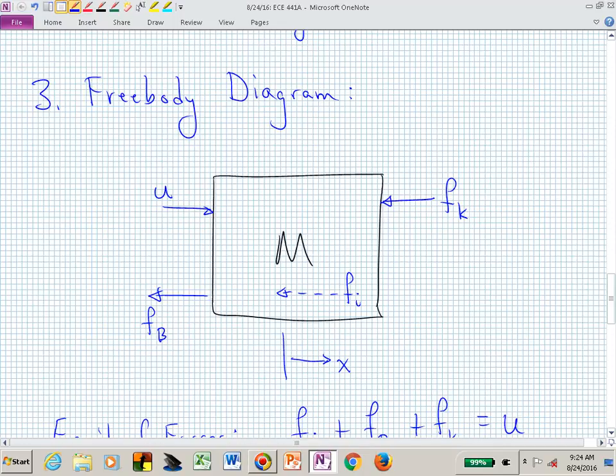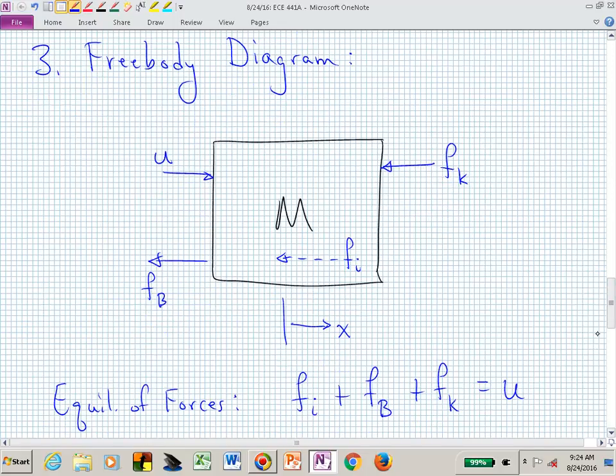We need to write these consistent with the x direction. Meaning, if they're going in the x direction, then those will be a positive force. If they're opposing that, they'll be negative. Meaning, the sum of the forces now are u minus F sub B minus F sub K equal mass times acceleration.